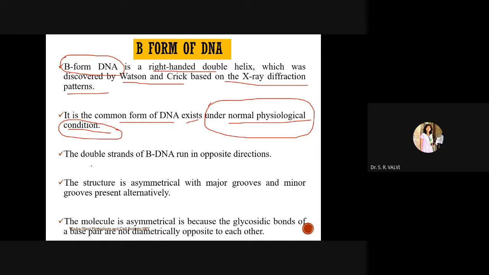Now the next characteristic: the double strands of B DNA run in opposite directions, so obviously they are anti-parallel to each other. The structure is asymmetrical with major grooves and minor grooves. So why is it asymmetrical? Because the glycosidic bonds are not exactly opposite to each other, and hence we observe major and minor grooves.